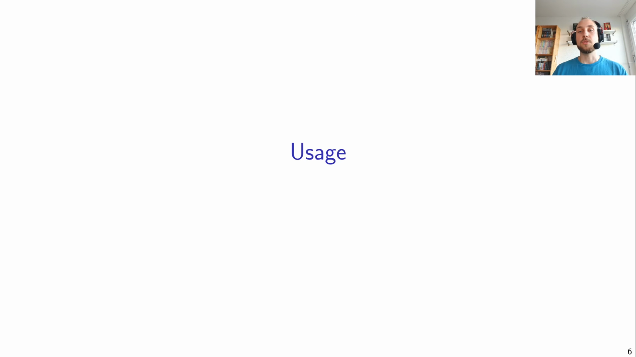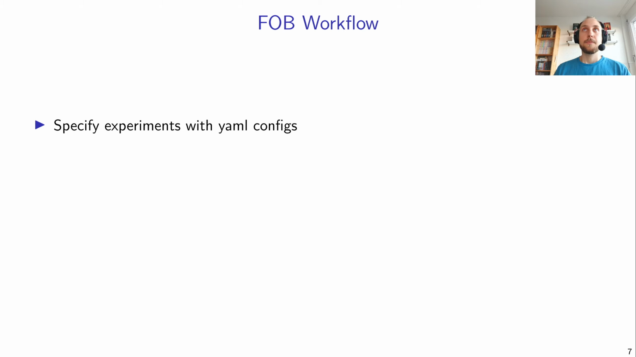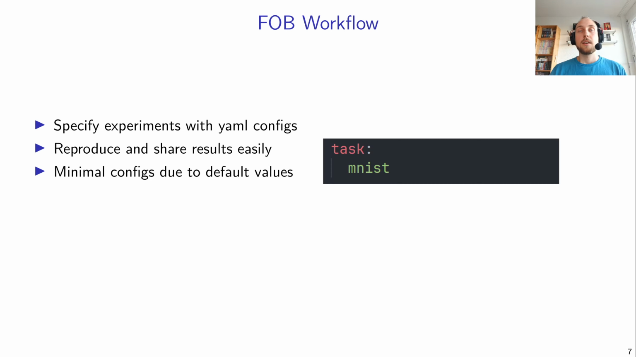Now, how to use FOB? Well, the general workflow is that you specify your experiments with YAML configs. This allows you to reproduce and share results easily, as you just have to share a single file, allowing for reproduction. We try to keep these configs minimal by having default values everywhere.